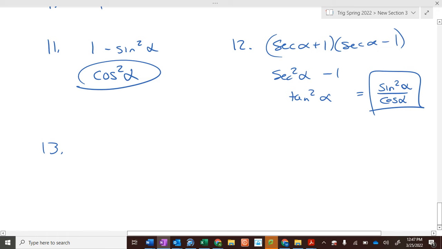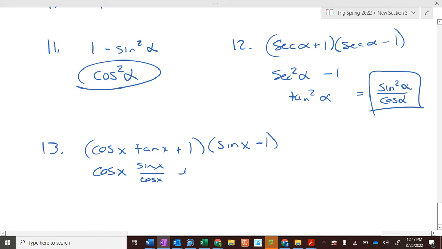13. Cosine of beta. And when they go into betas and stuff like that, I just use x because it's quicker to write. So if you want to do it that way, instead of writing betas and stuff like that, that is just fine with me. All right. What's the only thing I should change right at the start? Tangent. So cosine of x, sine of x over cosine of x, plus 1 times sine of x minus 1.